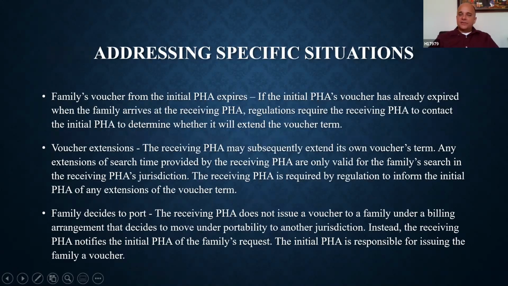Okay, so I want to talk about some specific situations. Let's say we have a case in which the family's voucher for the initial PHA expires. What this means essentially is that when the family gets to the receiving PHA's jurisdiction, the initial PHA's voucher has already expired. So if this happens, the receiving PHA must contact the initial PHA to determine whether it will extend the voucher. If so, then the receiving PHA can move forward with the portability process. If not, then the family gets referred back to the initial PHA's jurisdiction.